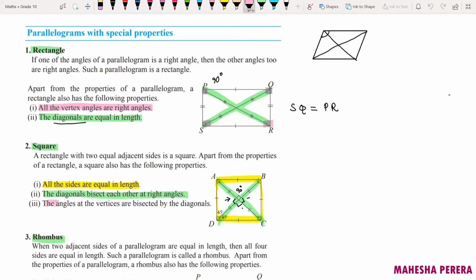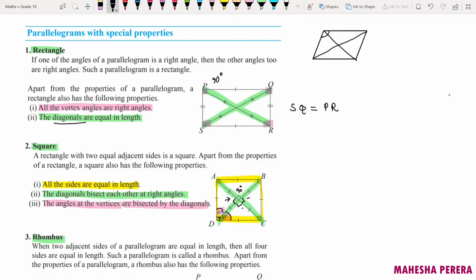Next, the angles at vertices, right? That means vertex angles are bisected by diagonals. Now, can you see? Here 45 degrees, here also 45 degrees. We know that the vertex angle is 90 degrees. And because of the diagonal, these two angles become 45 degrees each.